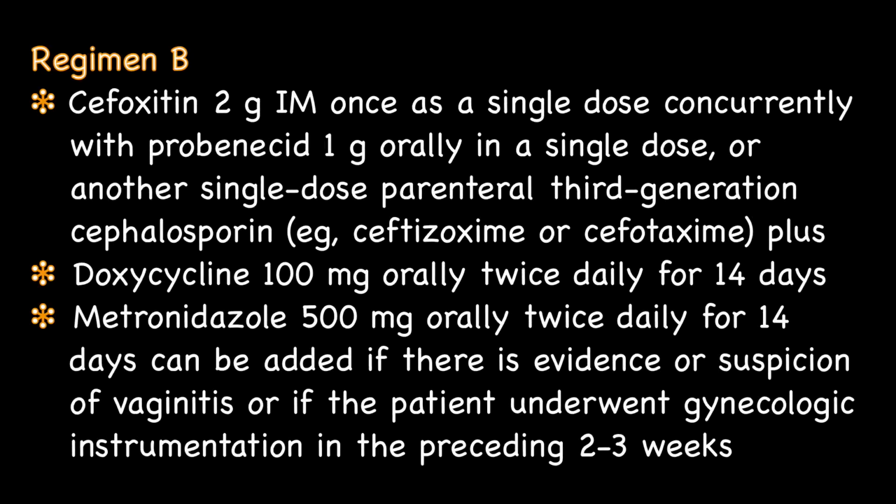Regimen B consists of the following: cefoxitin 2 grams intramuscularly once as a single dose, concurrently with probenecid 1 gram orally in a single dose, or another single dose parenteral third generation cephalosporin, for example ceftriaxone, cefotaxime, plus doxycycline 100 mg orally twice daily for 14 days. Metronidazole 500 mg orally twice daily for 14 days can be added if there is evidence or suspicion of vaginitis or if the patient underwent gynecological instrumentation in the preceding 2 to 3 weeks. Besides the above regimens, azithromycin 2 grams single dose along with metronidazole regimen is commonly used to treat mild to moderate pelvic inflammatory disease, especially in India.